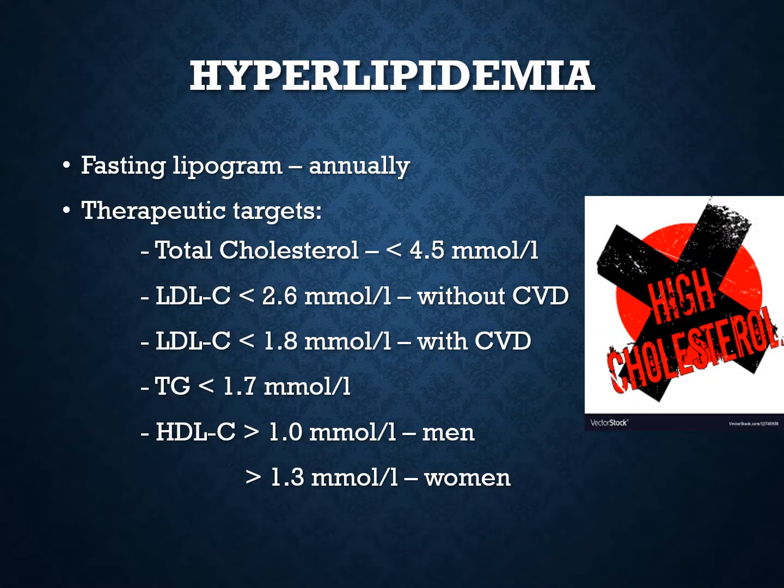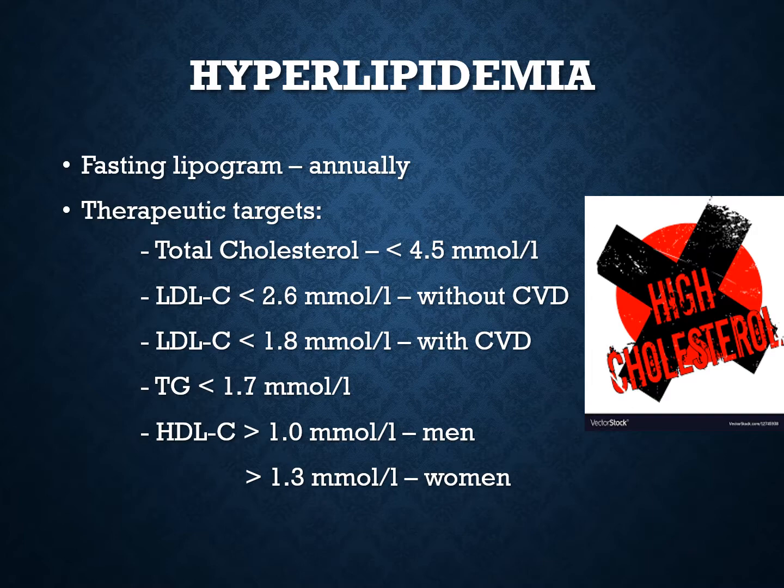The lipid levels in blood should be measured every year, and the recommended target levels are less than 4.5 millimole per liter for total cholesterol, less than 2.6 millimole per liter for bad or low density cholesterol when there is no cardiovascular disease, and less than 1.8 millimole per liter when there is cardiovascular disease present.